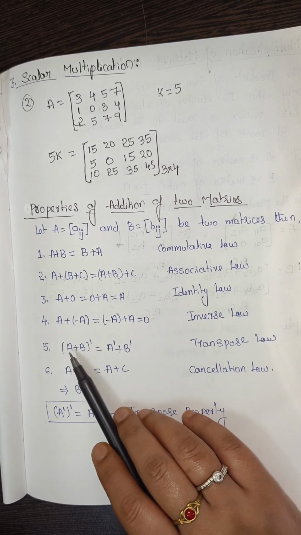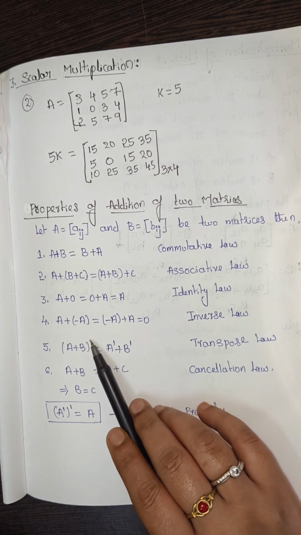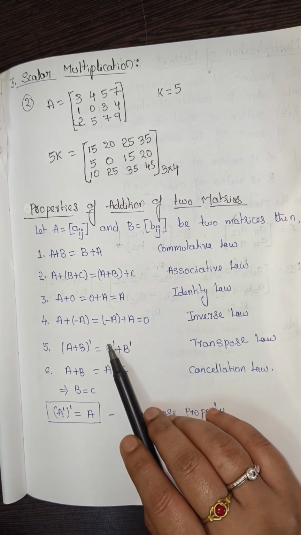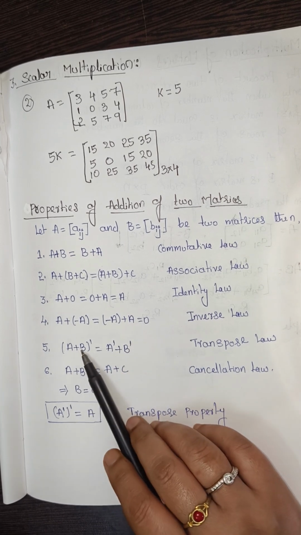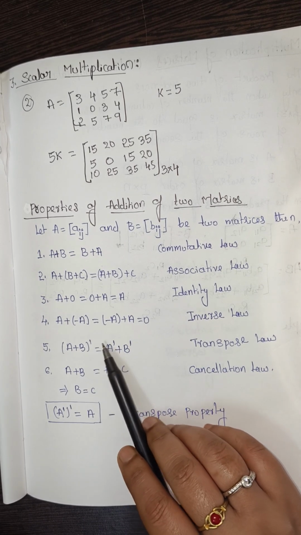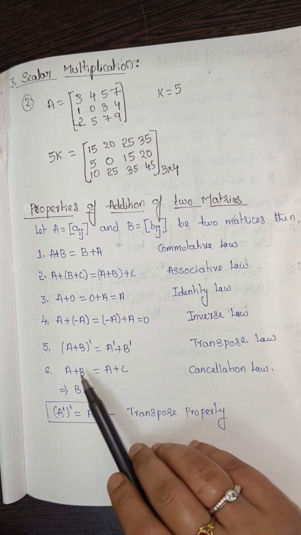Transpose of a matrix. After adding two matrices, if you take the transpose, or if you transpose first and then add, the answer will be the same. So (A plus B) transpose equals A transpose plus B transpose.